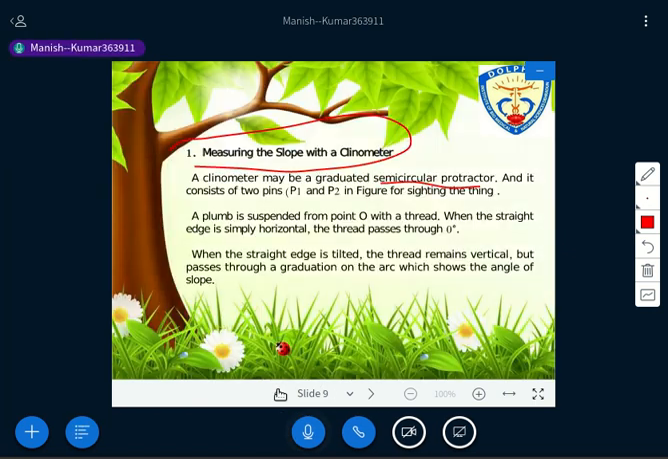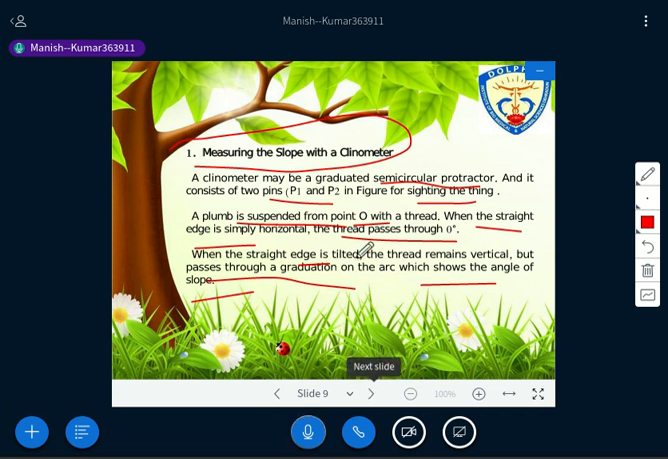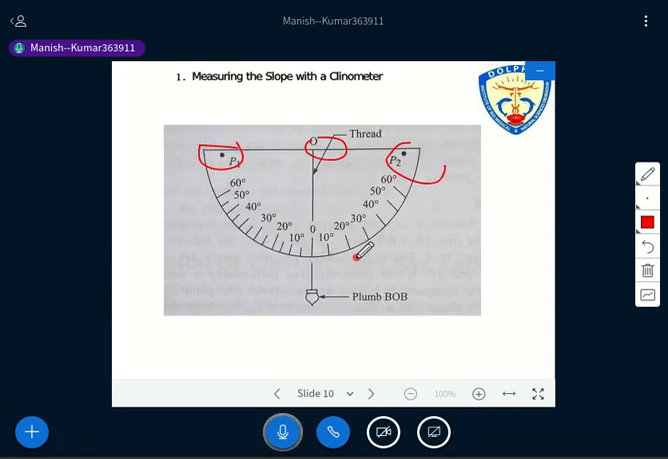So again, let me come back so you can easily understand the concept now. A clinometer is a graduated semicircular protractor. Keep that image in mind. There are 2 points or 2 pins, P1 and P2, for sighting. A plumb bob is suspended from point O with a thread. When the straight edge is horizontal, the thread passes through 0 degrees. When it is tilted, the thread remains vertical but passes through a graduation on the arc, which shows the angle of slope. Is it clear about the clinometer? Is the concept of the clinometer clear?